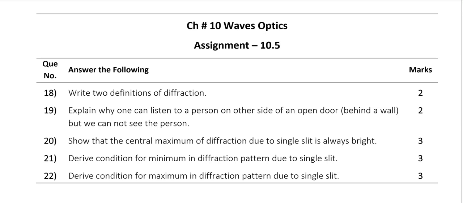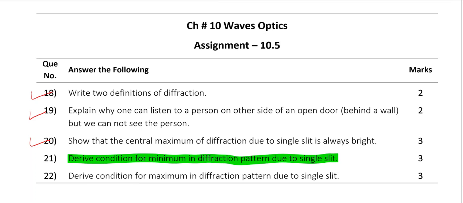We are in assignment 10.5 of chapter 10, wave optics. In previous videos, we saw two definitions of diffraction, why we can listen to a person on the other side of a wall through an open door but cannot see, and we also saw why the center in a diffraction pattern is always bright. Now in this video we will see the condition for minimum in case of diffraction due to a single slit, and also the condition for maxima for the diffraction pattern in a single slit.